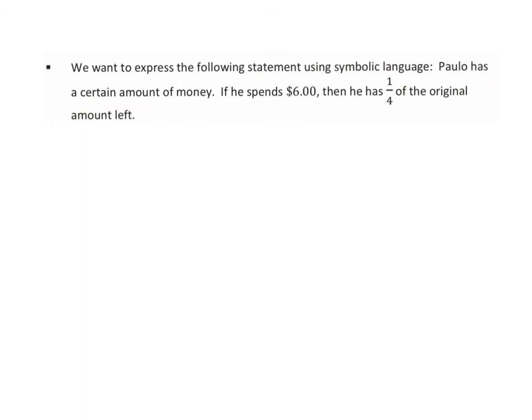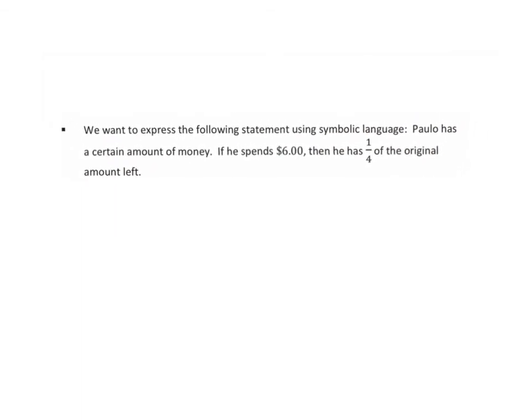All right, example 2, we're going to go ahead and just start by making our boxes to show that we need to close read. And we want to express the following statement in symbolic language. Paulo has a certain amount of money. If he spends $6, then he has a quarter of the original amount left. So I heard phrases that stick out to me. I understand that this guy is dealing with money. He spent some. He has so much left.